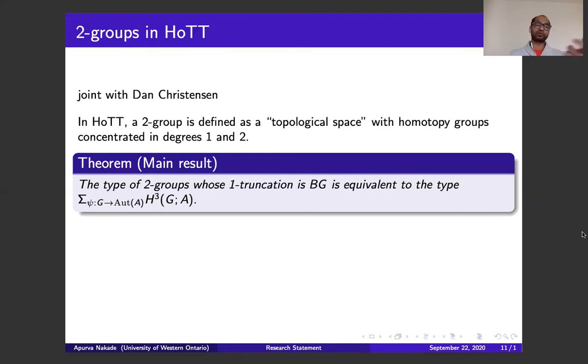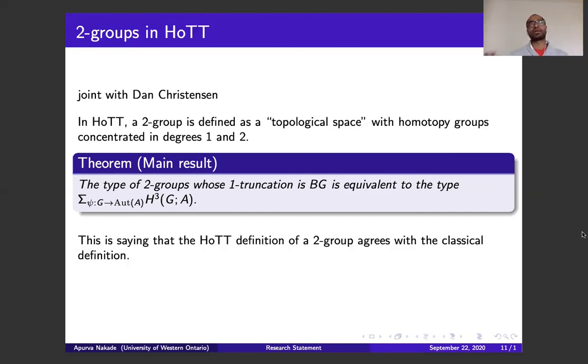That is, the type of two-groups whose one-truncation is BG is equivalent to the sigma type, where phi you can think of as defining A as a G-module and then looking at all the possible third cohomology elements. So we are saying that these two worlds of homotopy type theory and set theory agree on the notion of two-groups. And the proof is by constructing explicit equivalences.